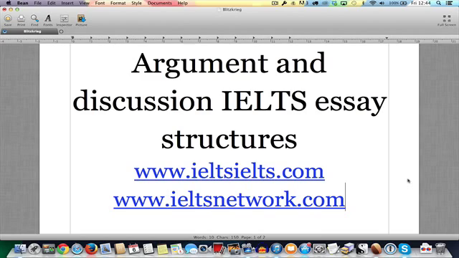IELTS Task 2 requires you to demonstrate your ability to produce a logically structured piece of writing that responds effectively to a prompt. But because you are only given 40 minutes to carry out this task, it is important you enter the exam with a thorough understanding of how to structure an essay effectively.